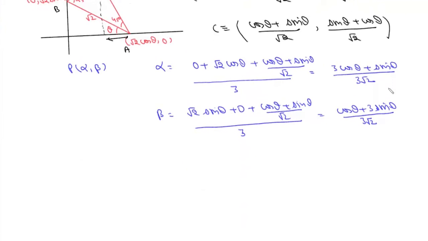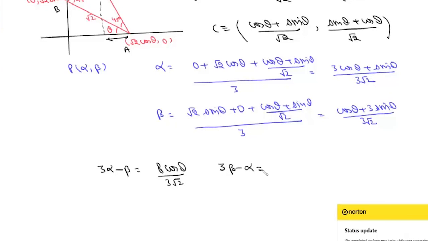What we'll do is we'll find cos theta and sin theta. So for cos theta, we'll multiply everything with 3 and then subtract second from first. So there'll be 3 alpha minus beta, and now here will be 9 cos theta minus cos theta, so 8 cos theta upon 3 root 2. In the same way, for sin theta, we'll multiply the second with 3 and then subtract first from it. So then it will be 3 beta minus alpha, and we can write this as 8 sin theta upon 3 root 2.